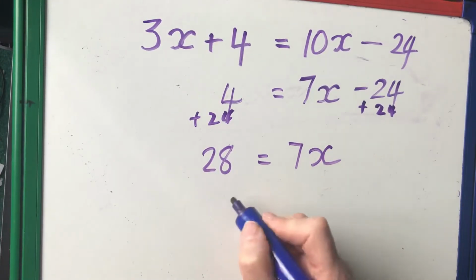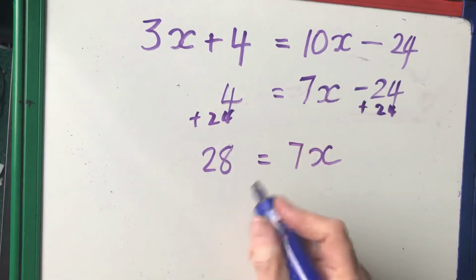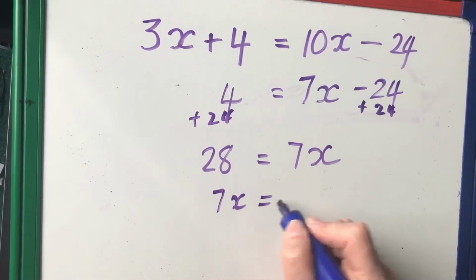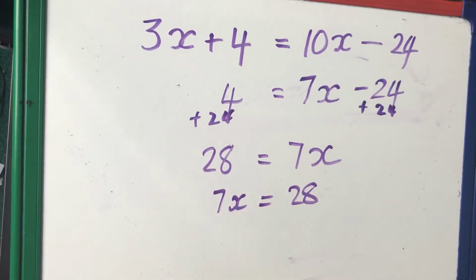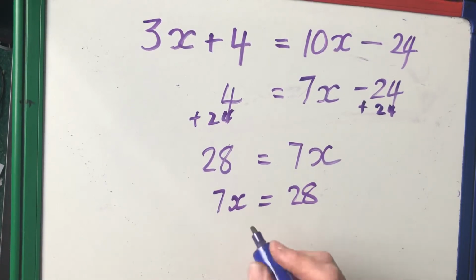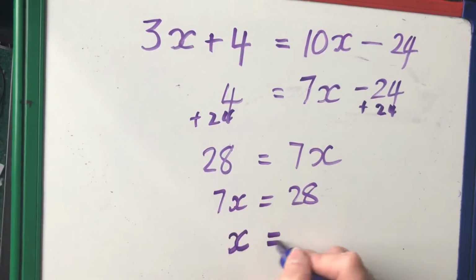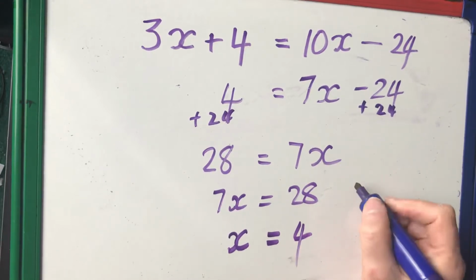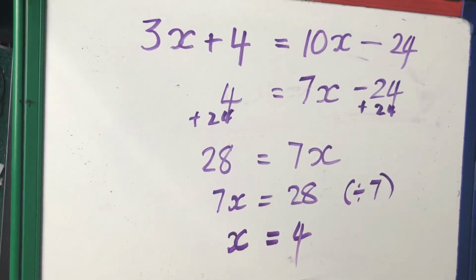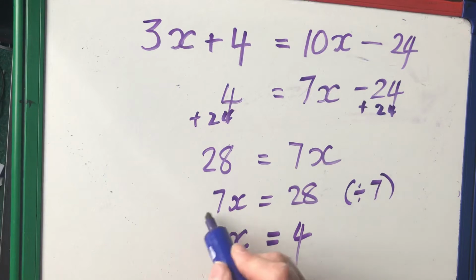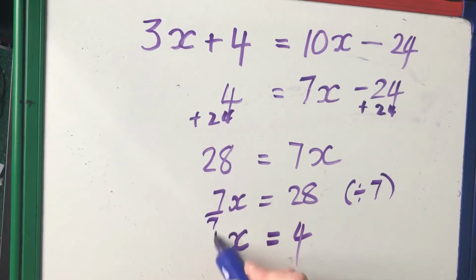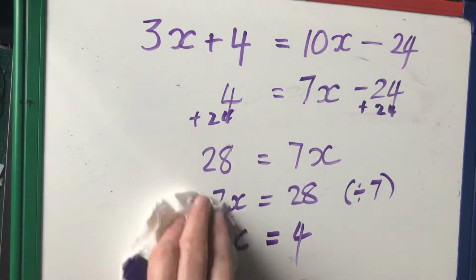Just for my sanity, I'm going to swap these two things round and I'm going to say 7x is 28, because that's just more familiar to what I'm looking at. Inverse of 7x is divide by 7, x equals 4 because I've divided both sides by 7. 7 divided by 7 is 1. I don't write 1x. Ooh, let me get rid of that.